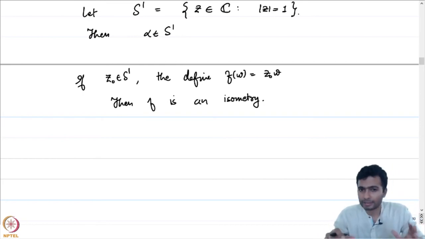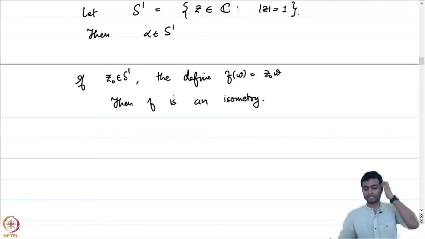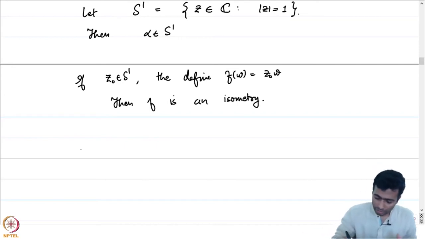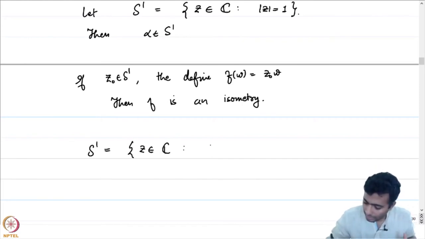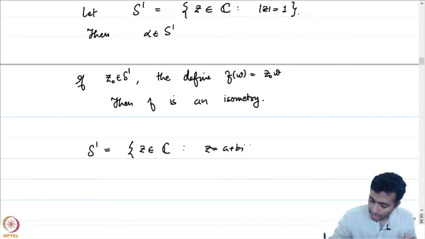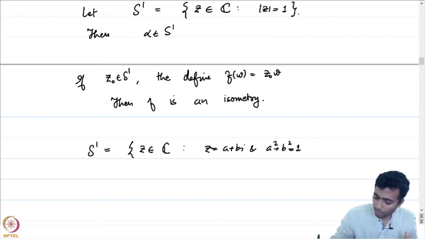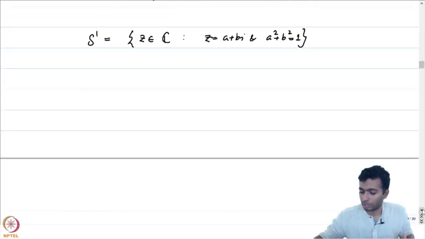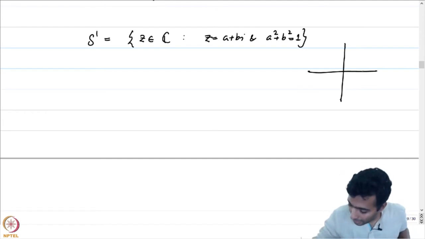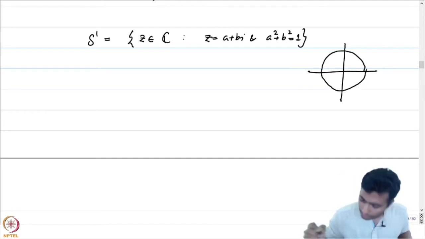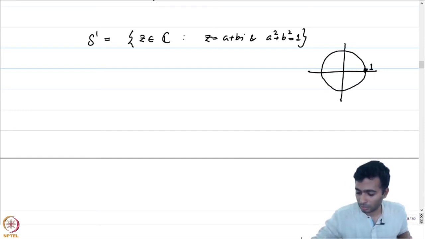So, the set S1 has some speciality when it comes to studying the isometries on the complex plane. S1 is also a usual, familiar object. This object is what is commonly called the unit circle. This is the set of all z in C such that z is equal to a plus bi and a squared plus b squared is equal to 1. We are familiar with this geometric object. So, we have the axes and this will be the unit circle. So, this is 1, this is i, this is minus i, and this is minus 1.